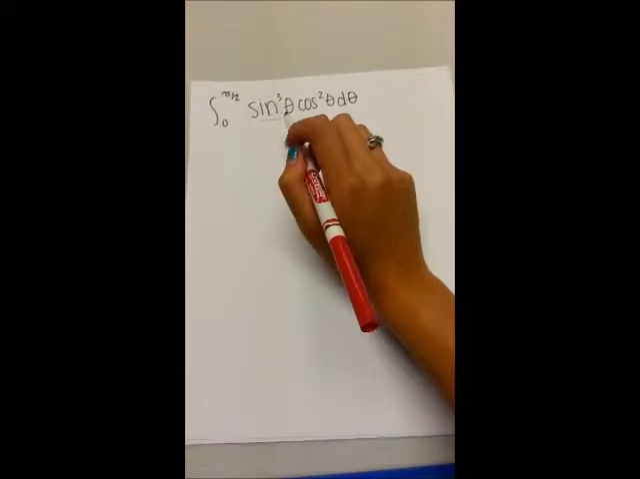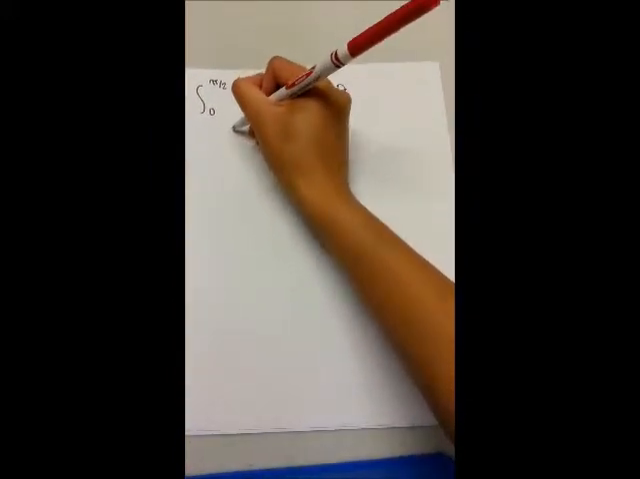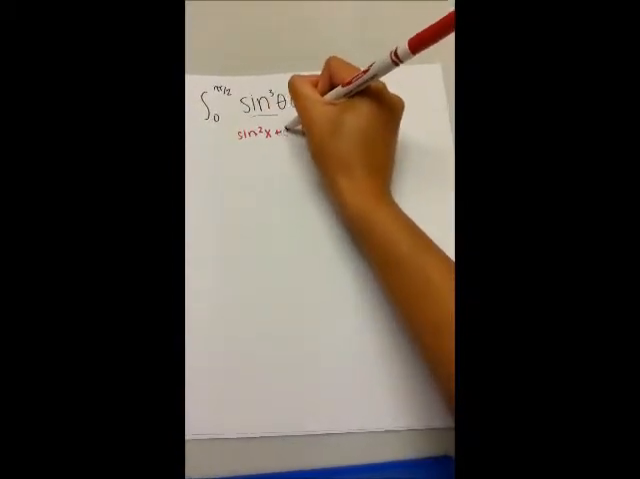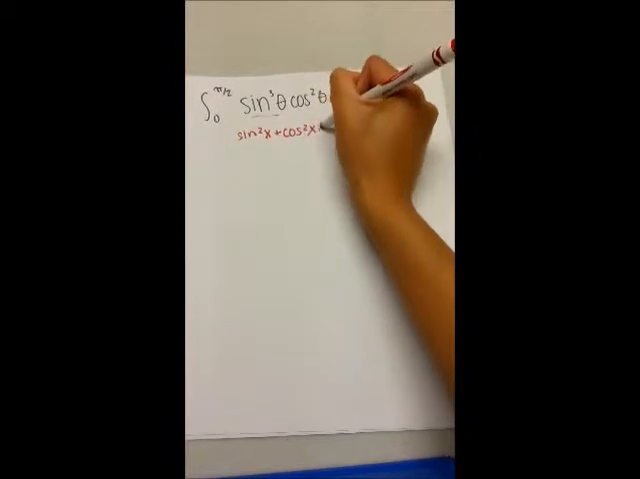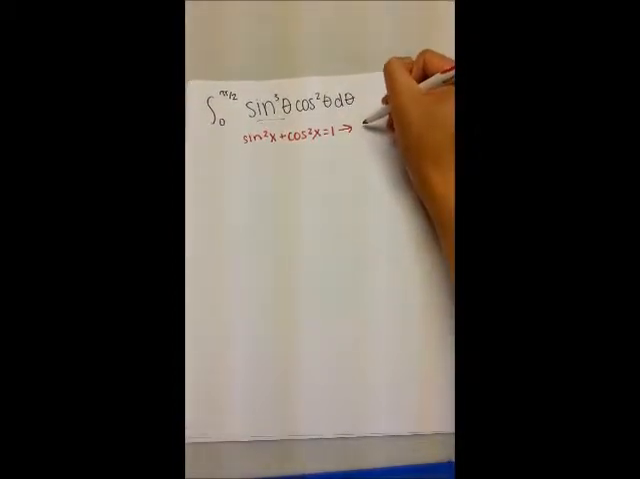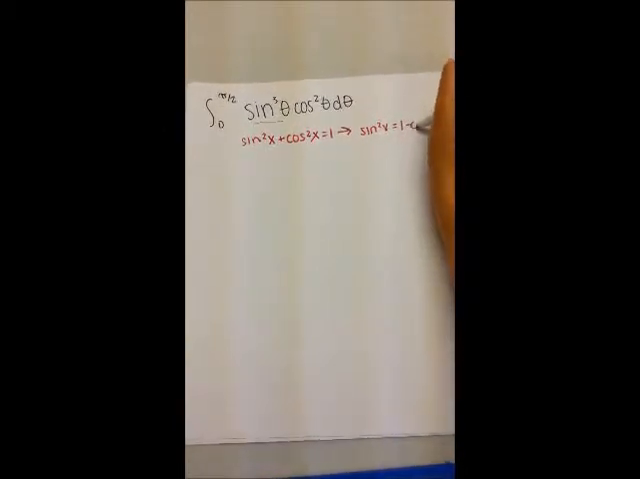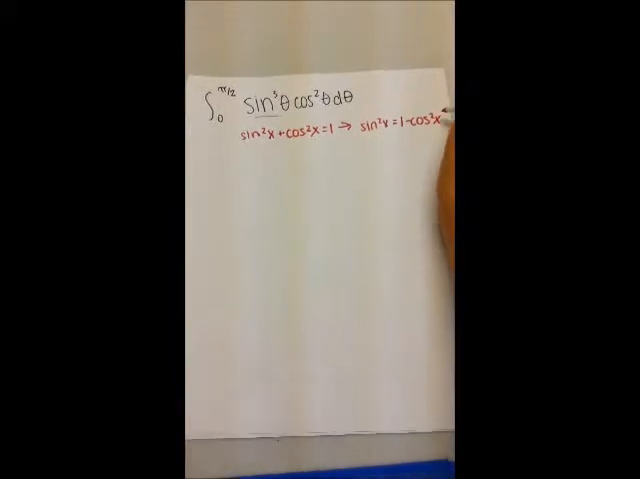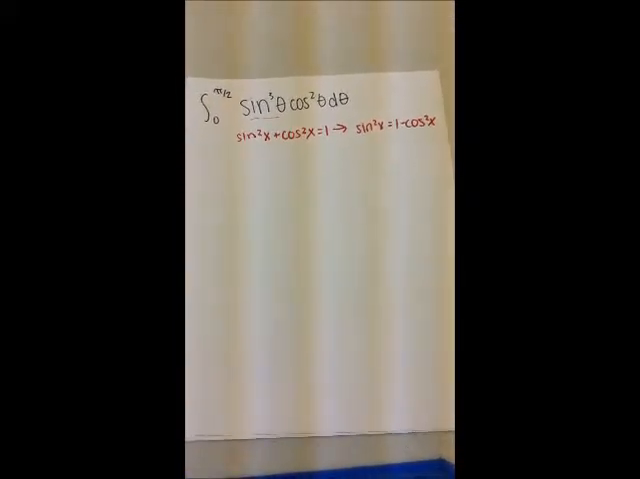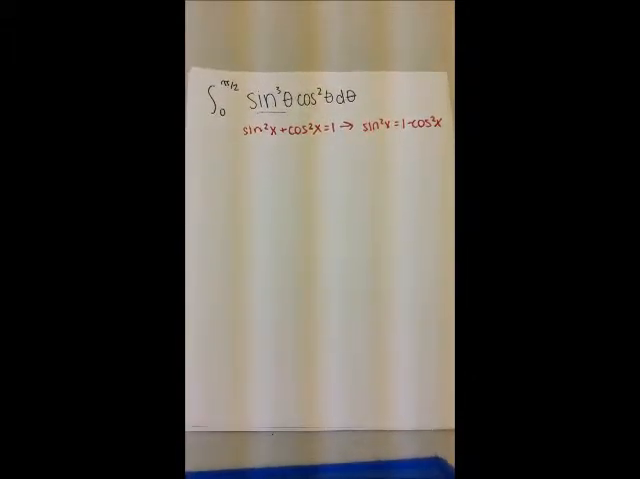and then use the trig identity of sine squared x plus cosine squared x equals 1, where we can change that to sine squared x being equal to 1 minus cosine squared x. And then afterwards we'll do a u substitution of u equals cosine x.